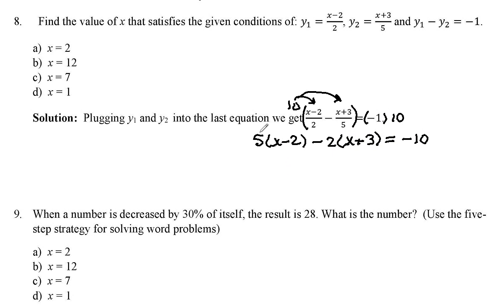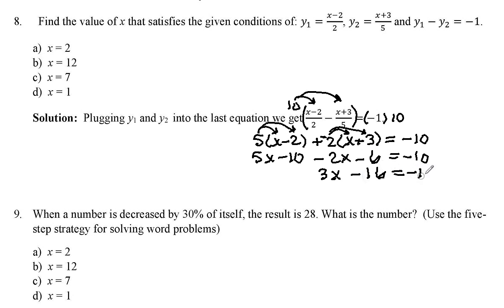Okay, so now we want to multiply everything out. So 5 times x, 5 times negative 2, so 5x minus 10. And then let's change this to plus negative 2, and then multiply that negative in. So negative 2 times x, negative 2x, negative 2 times 3, negative 6, equals negative 10. Combine our like terms here, 5x and negative 2x is a 3x. Negative 10 and a negative 6 is negative 16, equals negative 10. And now let's get the negative 16 over on the right.